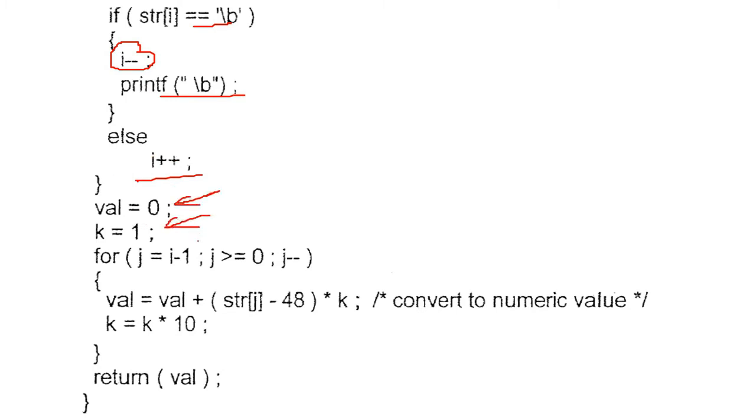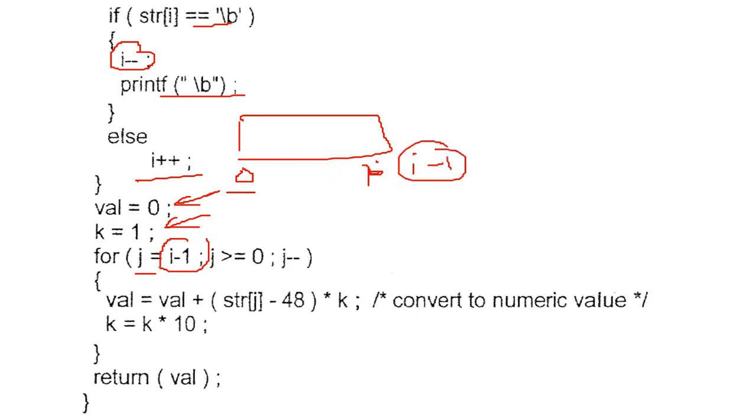Now here, just observe very carefully. We start j with the last one, that is i-1. If we were starting with 0, it cannot be from 0 to i, it should be i-1. So we are starting with i-1 till we reach the end, meaning j--, till we reach this point. We take the value and subtract 48 from str[j], because to convert a character value to a numeric value, we have to subtract 48. And every time we multiply, k = k * 10.